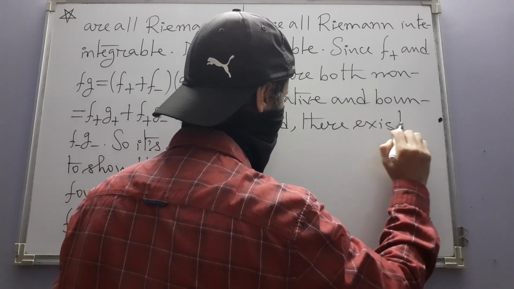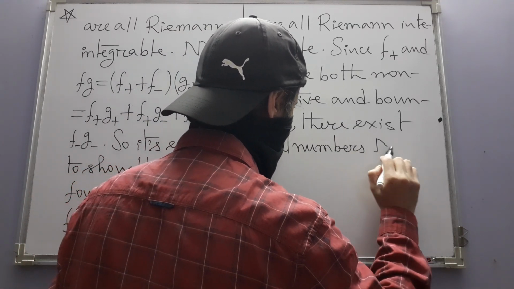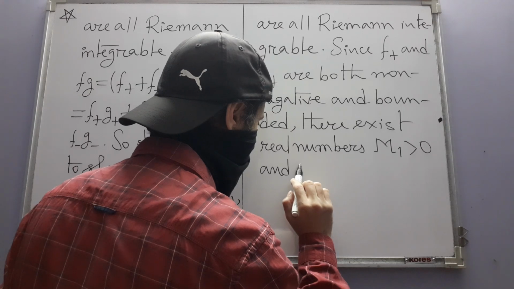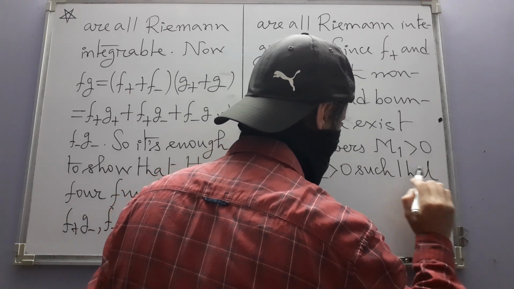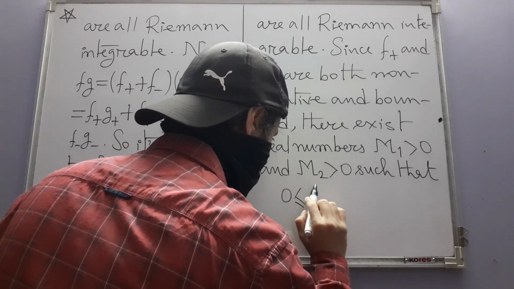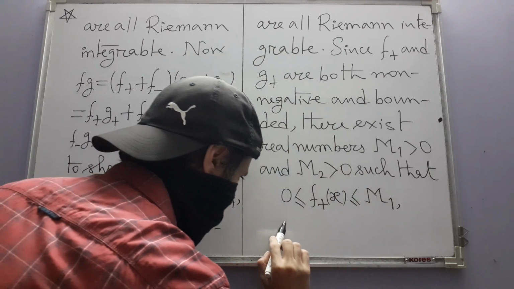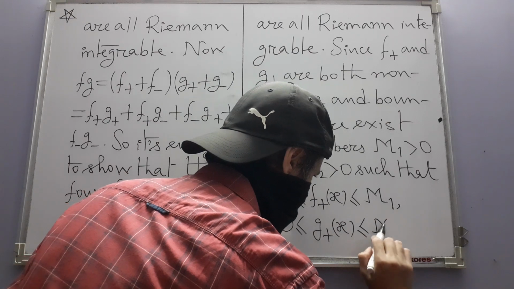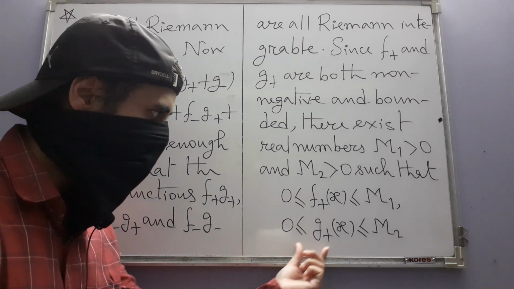Because of the boundedness, there exist real numbers m1 and m2 such that these inequalities are true. 0 less than or equal to f plus of x less than or equal to m1 and 0 less than or equal to g plus of x less than or equal to m2 for all x. Non-negativity, boundedness.